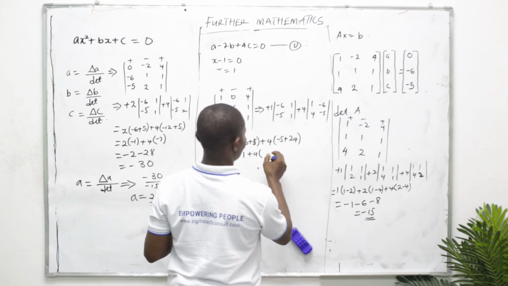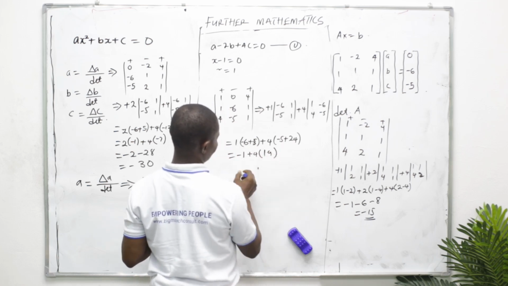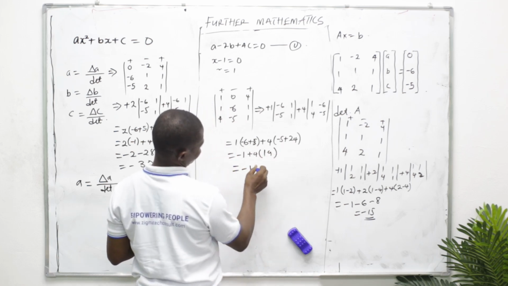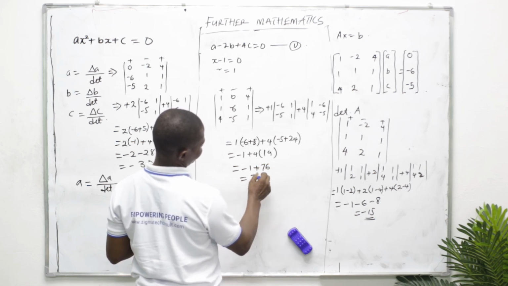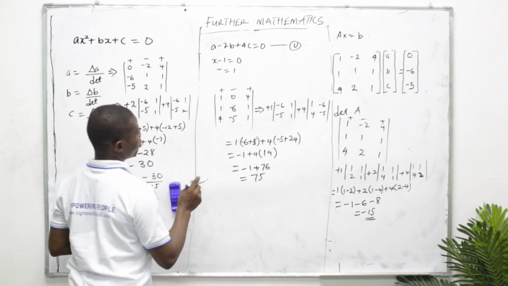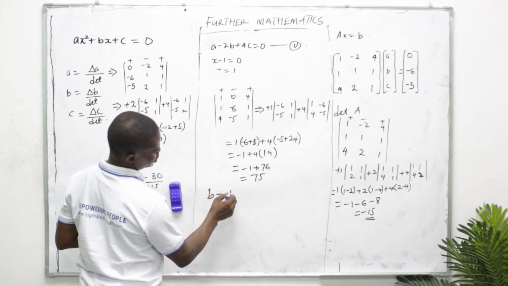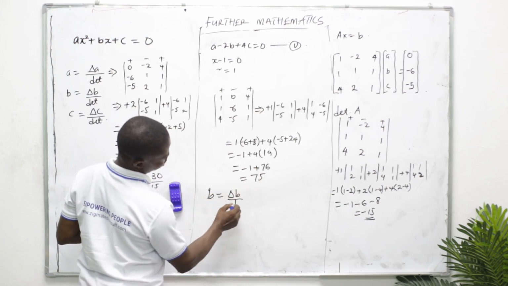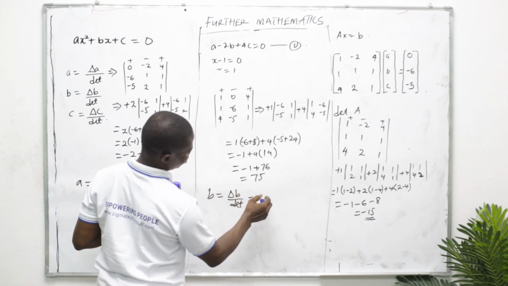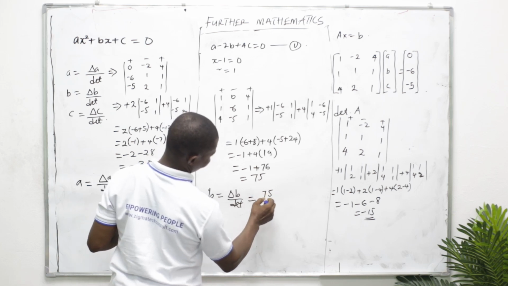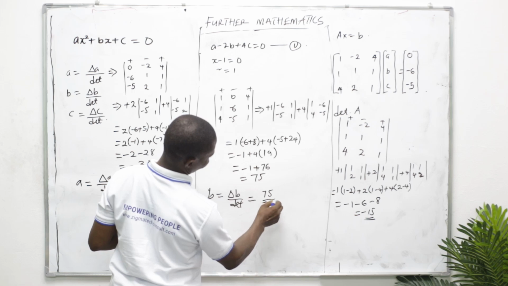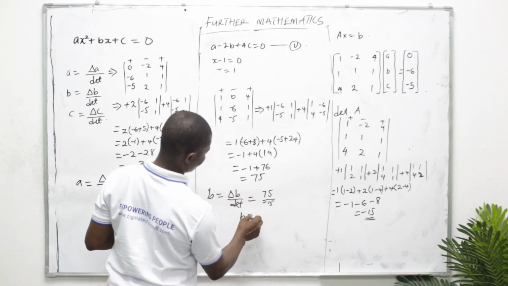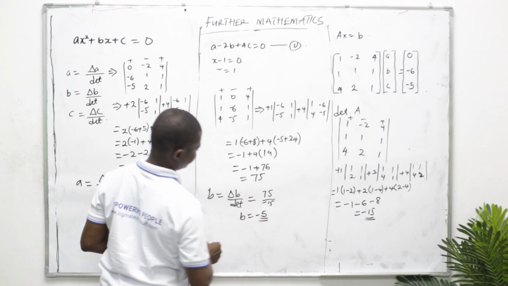So this is 19 to give us minus 1 plus 76. This is 75. Therefore, B equals change in B all over determinant. This equals 75 all over minus 15. B now equals minus 5.